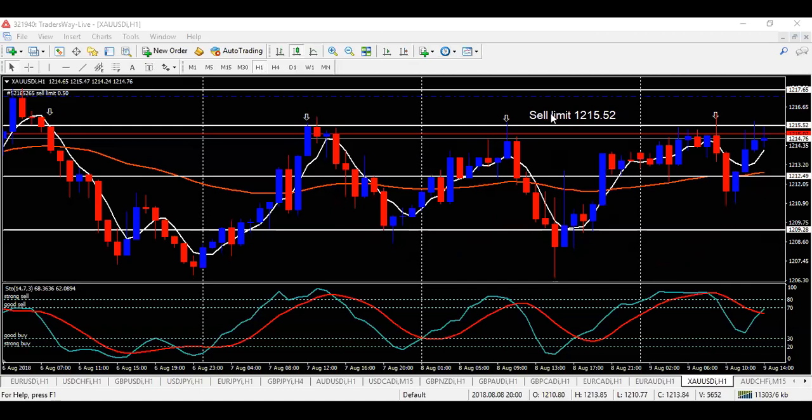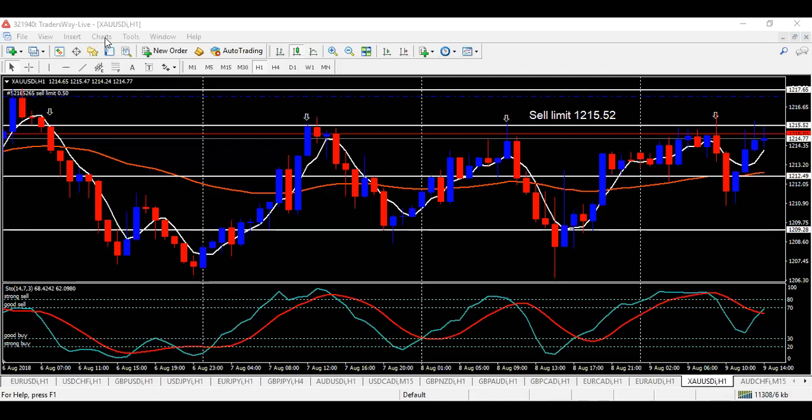Stop loss 30 pips above your entry. So whatever entry you get, whatever sell limit you get, your stop loss is 30 pips above that. No matter what time frame. 0.05 you want to use with that, or 0.10 you use with that.